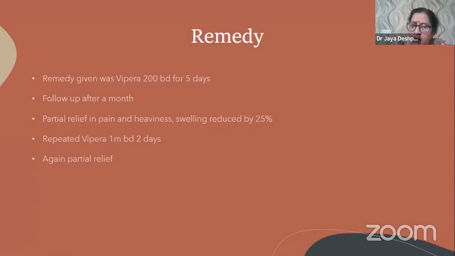And then after a month's follow-up, she was somewhat better. There was some relief in the pain, some swelling had come down marginally. So I again repeated 1M. Again, after a month, not much of a difference. I mean, 2 months is a good time to understand whether the remedy is actually working for the patient or not. Around this period, she lost touch with me, maybe because she was not getting enough relief. So she again went back to different allopaths and stuff.